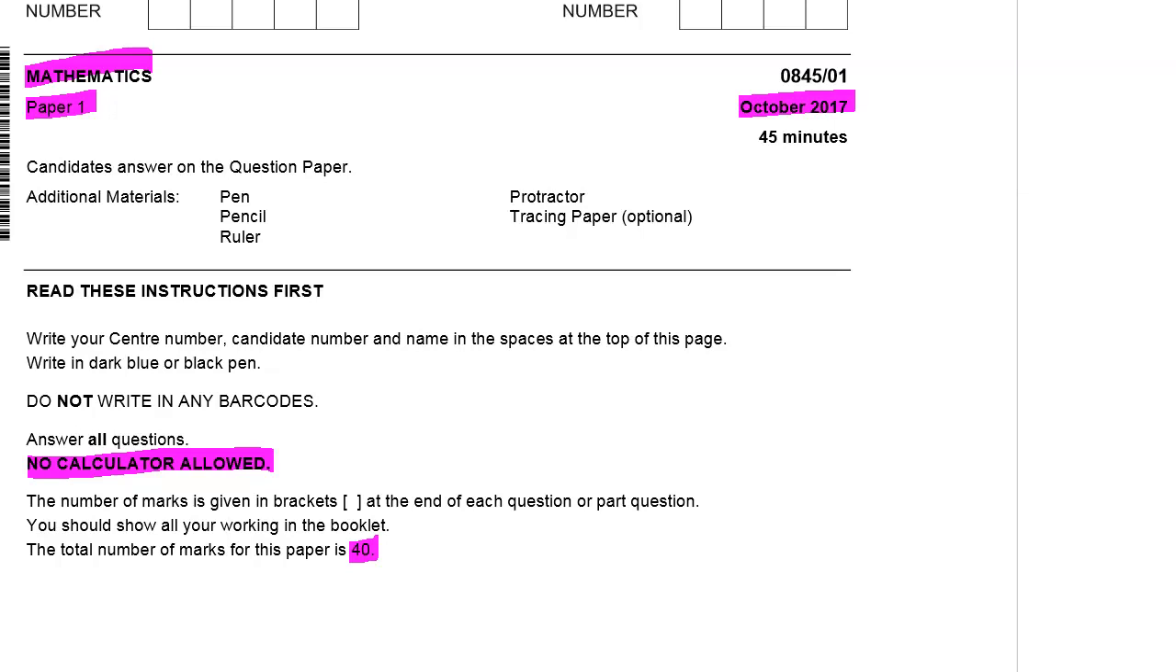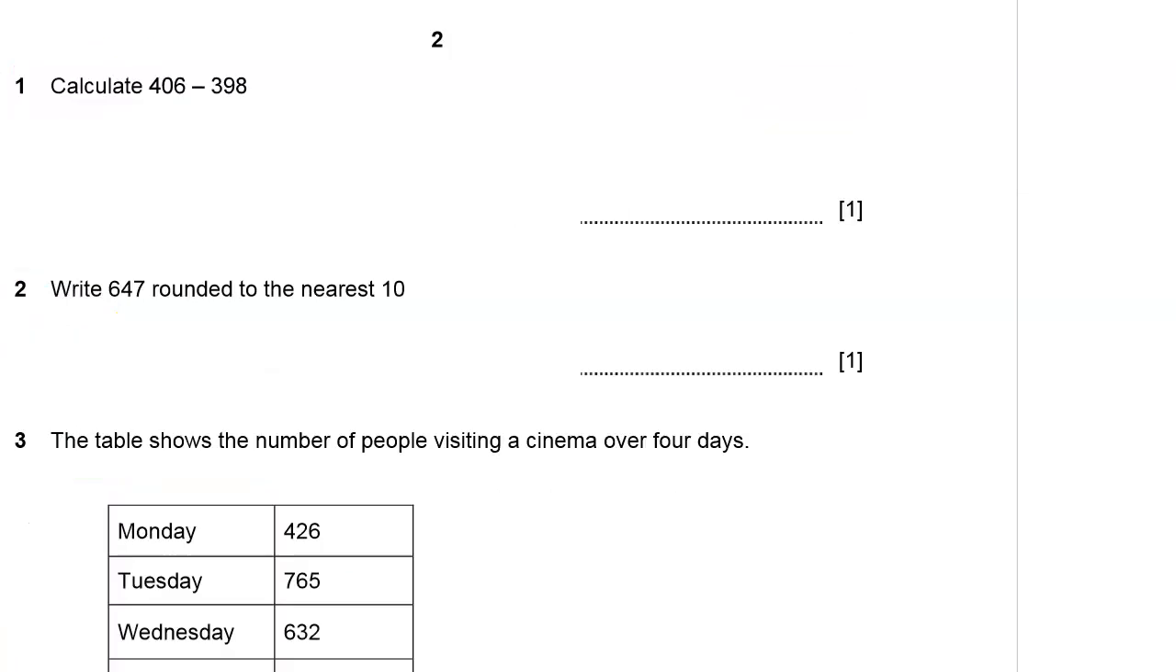That out of the way, let us begin. Question number one. Calculate 406 take away 398. You write 406, you take away 398 there. Of course, this will give us 8. We have 9 here. 9 minus 9 is 0. 3 minus 3 is 0. So our answer is 8 right there.